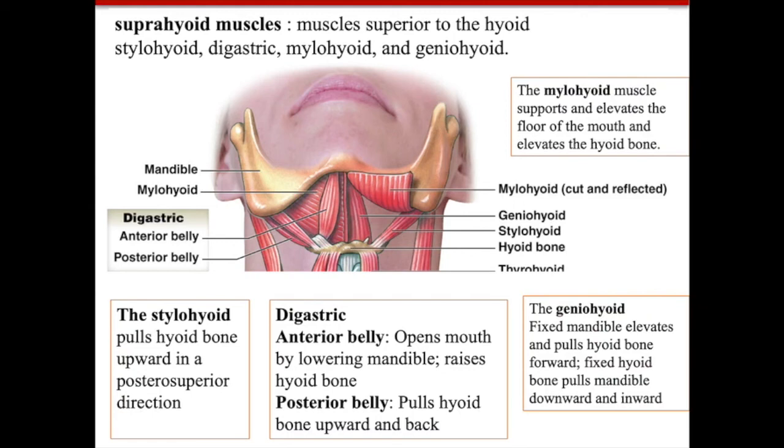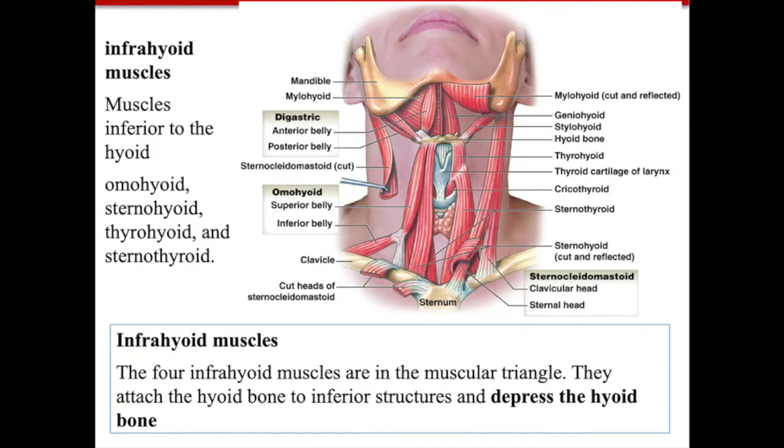Stylohyoid, so from the styloid process to the hyoid. The digastric, which has two bellies. The geniohyoid and the mylohyoid. Geni stands for the mandible. Okay? And then you have the mylohyoid muscle. And that's pretty much it for the suprahyoid. Just know the names. The infrahyoids are muscles below the hyoid.